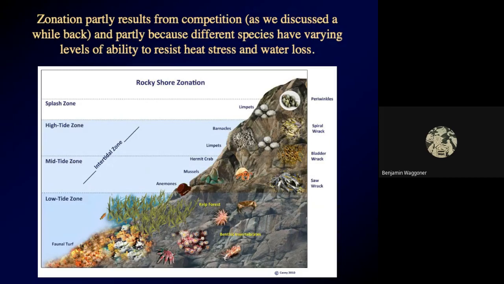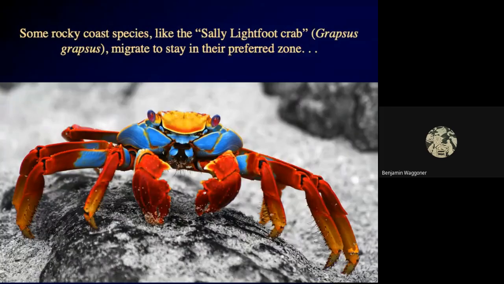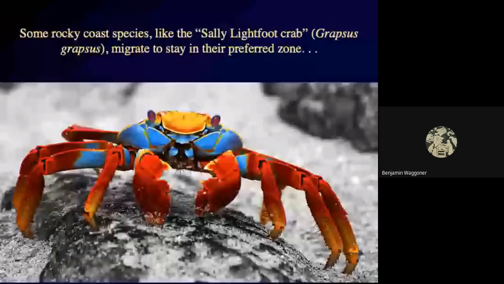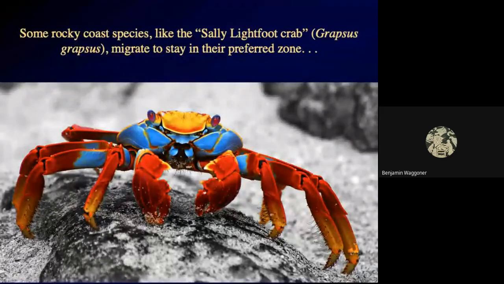And of course, some rocky coast species migrate a lot. This is a crab that's native to the Pacific coast of mostly Mexico, South America, and the Galapagos Islands. This is the Sally Lightfoot.